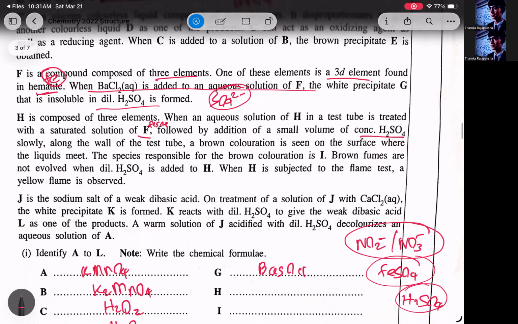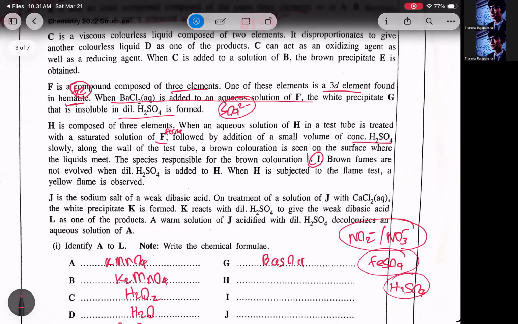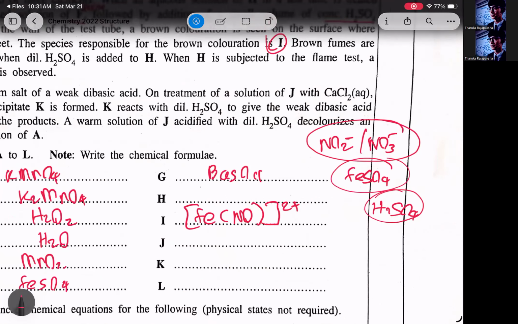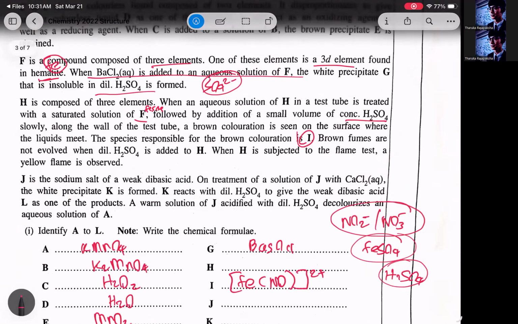The species responsible for the brown coloration is I, right? You need to know the compound. I had told you this in the class. [Fe(NO)]2+, right? This is the reason for the brown coloration. So brown fumes are not evolved when dilute H2SO4 is added to H. So dilute H2SO4 added, brown color gas is not evolved.